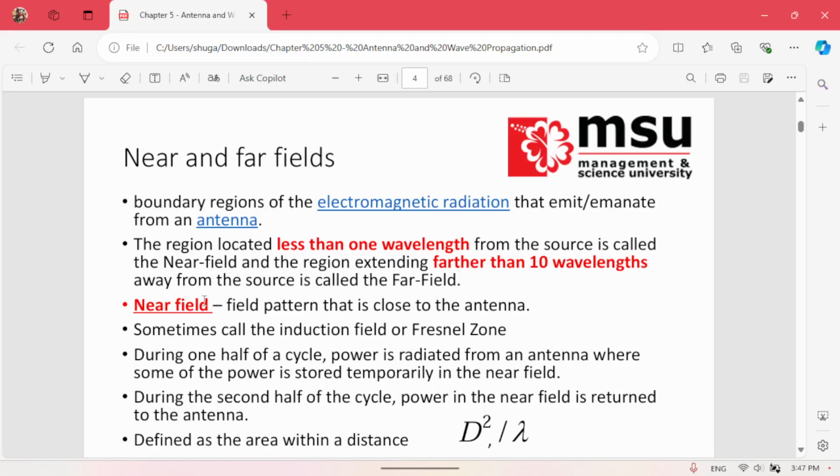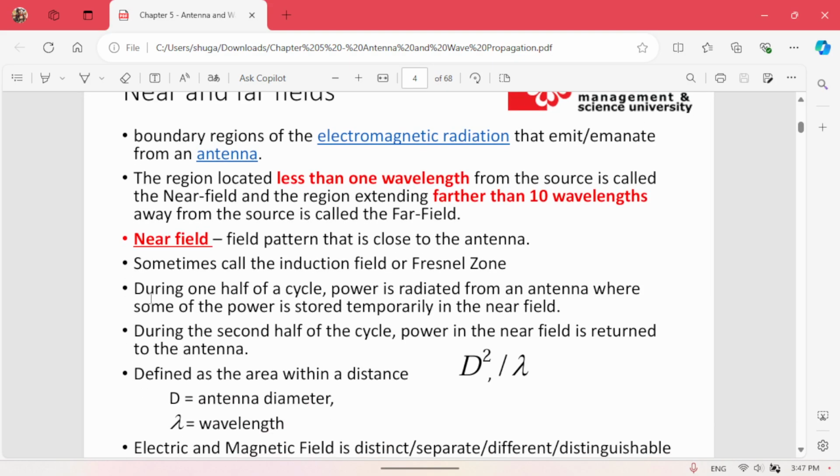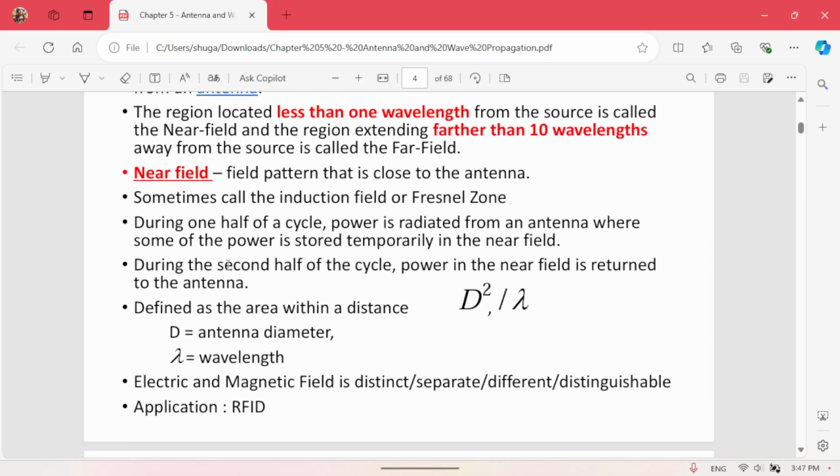Near field pattern is close to the antenna and sometimes called the induction field or Fresnel zone. During one half cycle, power is radiated from the antenna, where some of the power is stored temporarily in the near field, and during the second half of the cycle, power in the near field is returned to the antenna. So this is defined as the area within the distance D squared over wavelength, the antenna diameter squared over wavelength.